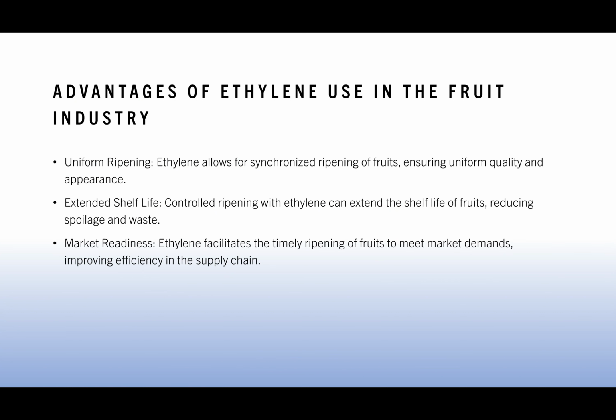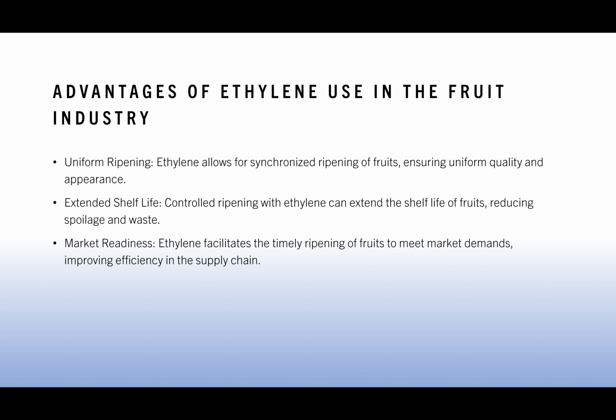So we have uniform ripening. Ethylene allows for the synchronized ripening of fruits, ensuring uniform quality and appearance. They also extend shelf life. Controlling ripening with ethylene can extend the shelf life of fruits, reducing spoilage and waste.